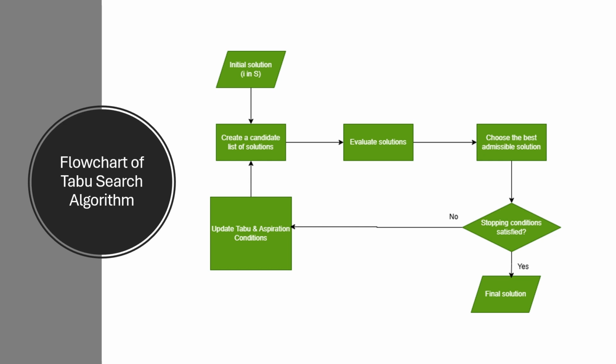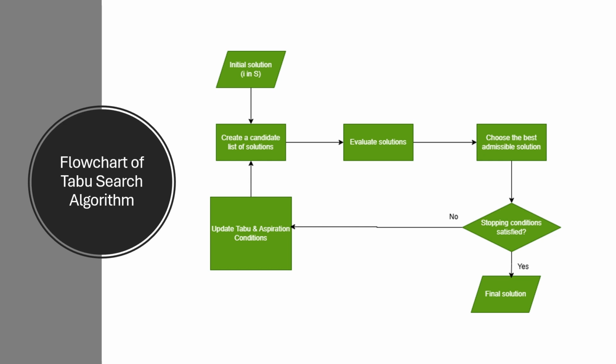Among the evaluated solutions, we select the best admissible solution. Admissibility means the solution is not on the tabu list unless it meets the aspiration criterion. For example, if a tabu move results in a significant improvement, we can override its tabu status. At this stage, we check if the stopping criteria are met. These criteria could include a maximum number of iterations, a time limit, or no significant improvement over several iterations. So if the stopping condition is met, the algorithm terminates, and the current solution is returned as the final solution.